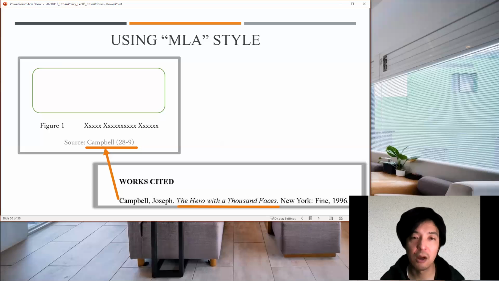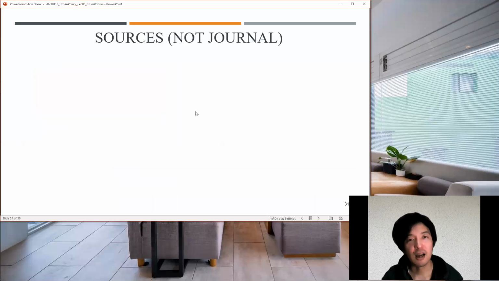So we want to learn how to do this, okay? This is going to be a little difficult, but I'm going to show you a very basic way of using this style. So please learn it and remember how to use it. I have two slides. First, I want to show how to show sources that are not in journals.